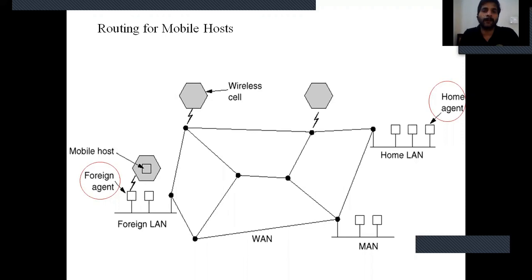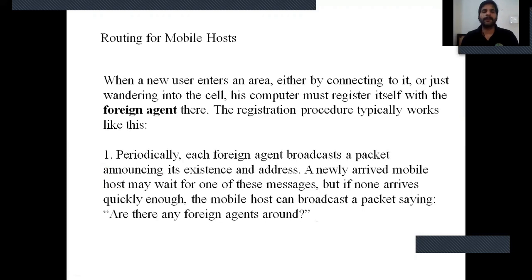Next, routing for mobile host. Routing for mobile host means considering two factors here: the mobile host and its home address. The mobile host is also categorized in the home LAN, a simple local area network associated with the home agent, and the foreign agent equals the foreign LAN. This diamond is represented by wireless cells, which are connected with the help of wireless links.